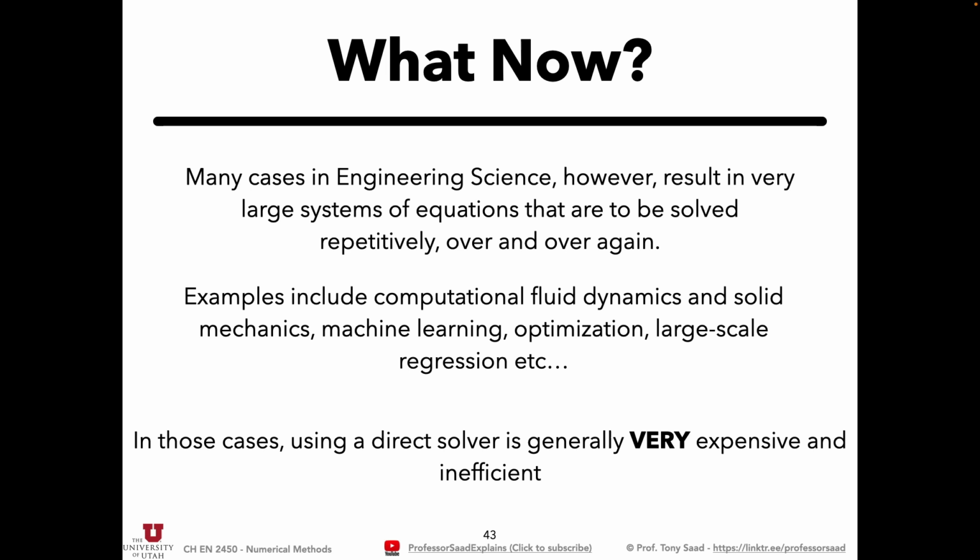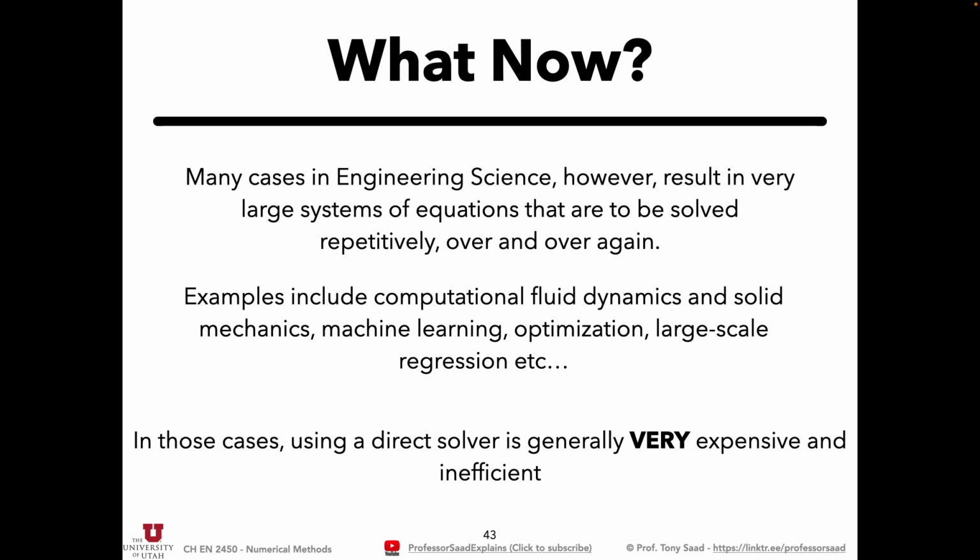But the idea is, in these problems, you not only have a system that's 100 million by 100 million. Remember, if you have a problem where you have 100 million unknowns, your coefficient matrix is 100 million by 100 million. So it's a very, very large matrix. But not only do you have to solve that once, you have to solve it repeatedly.